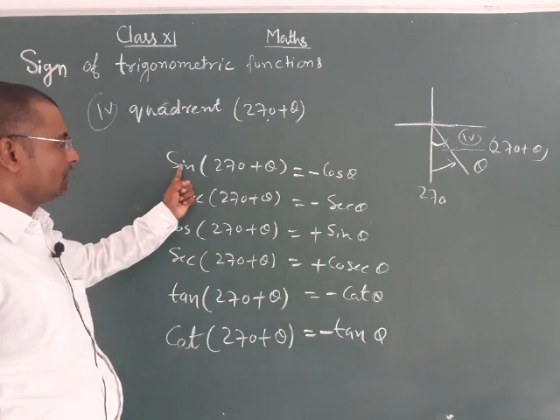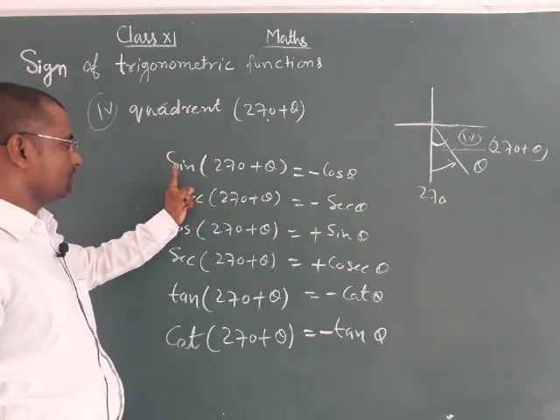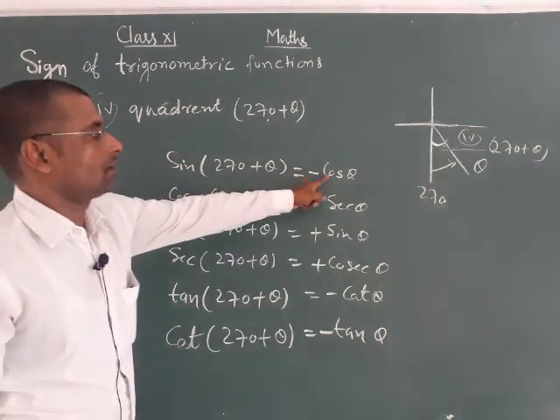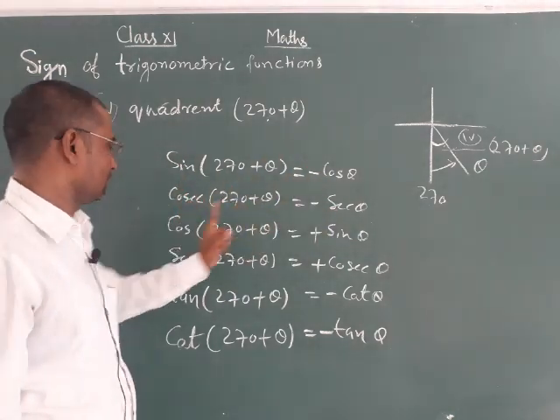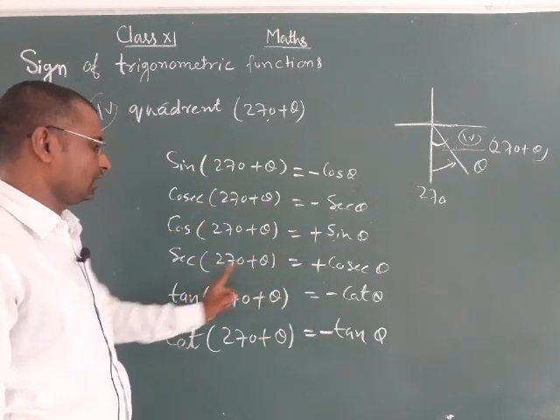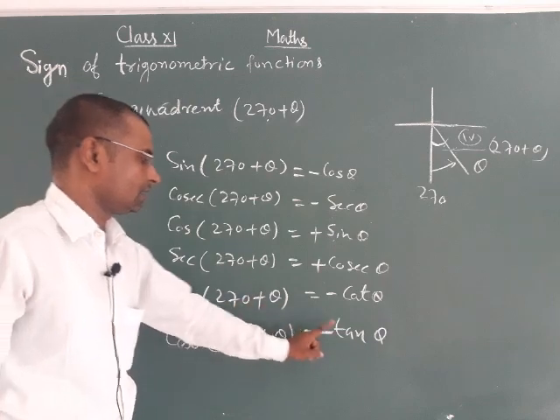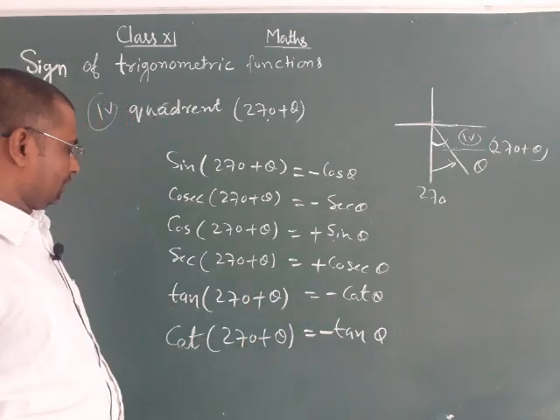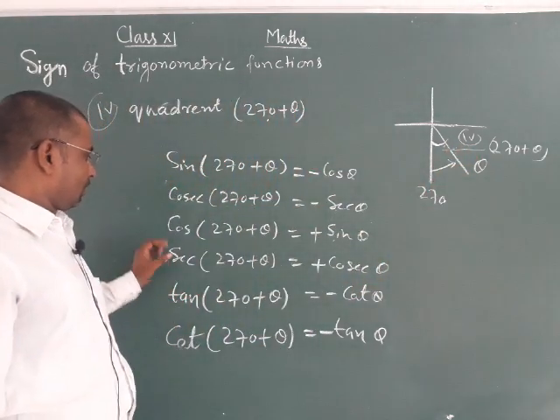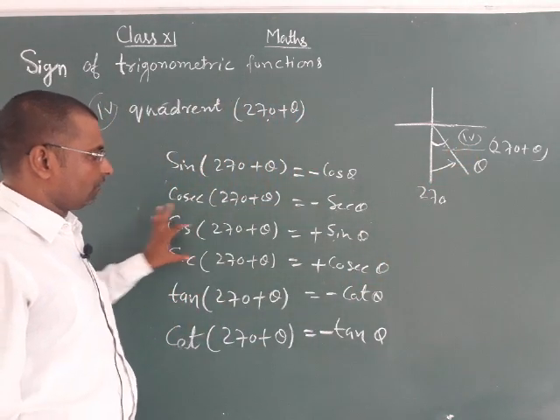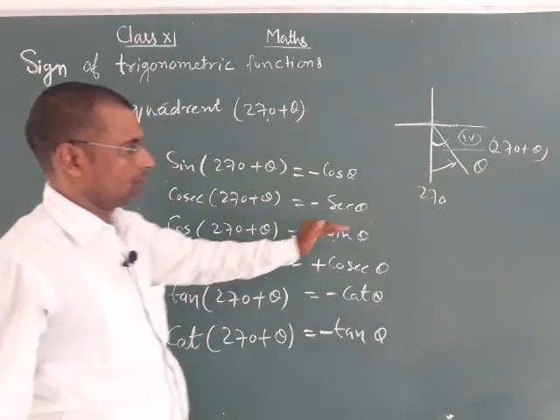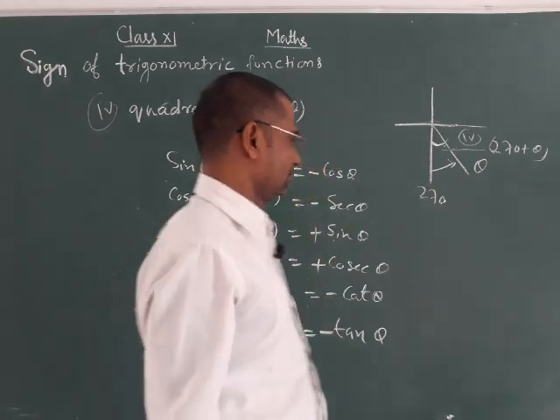So with 270, there is a change in ratio: sin to cos, cosec to sec, cos to sin, sec to cosec, tan to cot, cot to tan. And in this fourth quadrant, cos and sec values are positive and the remaining values become negative.